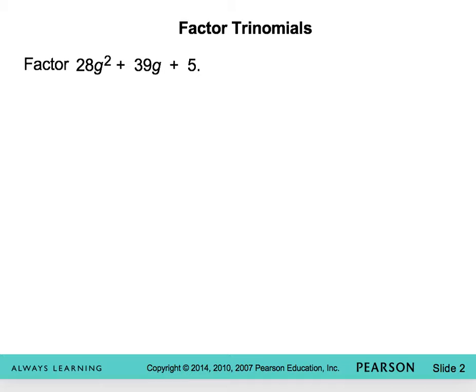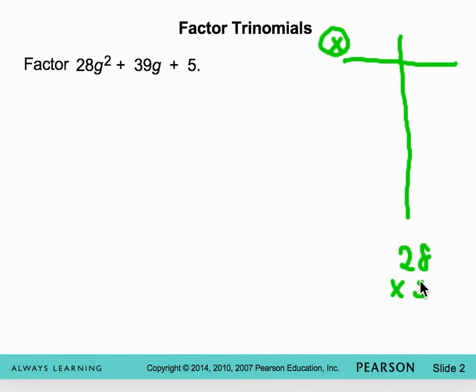Don't forget to check for a greatest common factor first thing. But I don't have a common factor. So I need two numbers that multiply to give 5 times 28. If I have to go down here and see what that is, that's fine. 28 times 5. 5 times 8 is 40. 5 times 2 is 10 plus 40, so 140. And that add to give 39.